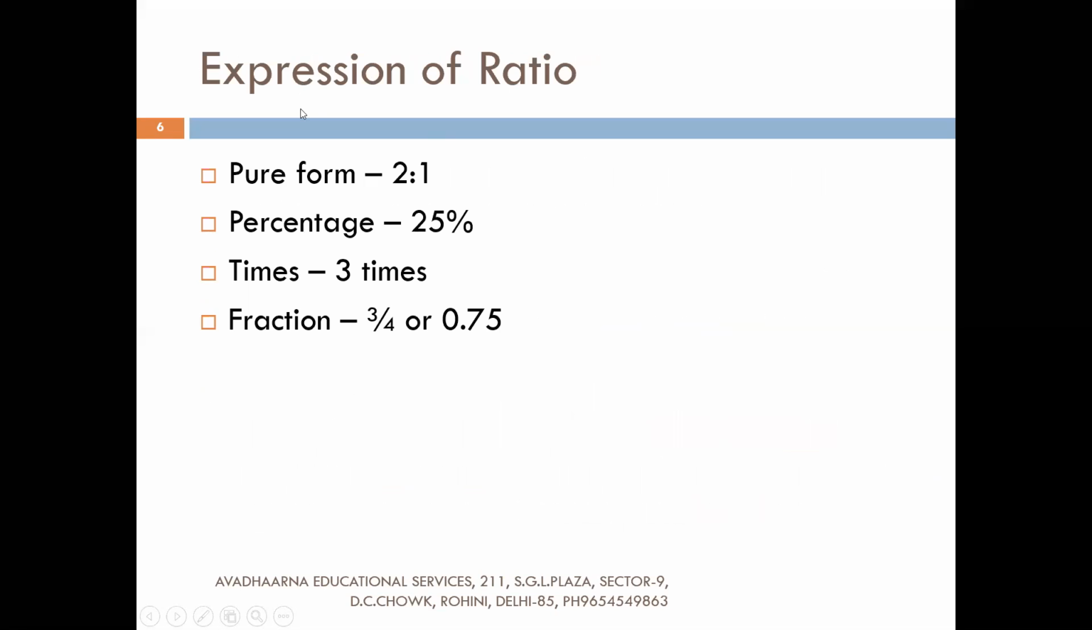Now, ratios can be expressed in four forms. First form is the pure form, and the example is, let's say, 2:1. This is the pure form of expressing the ratio. It could be expressed in percentage, for example, 25%. A ratio can be expressed in times, let's say 3 times, or a ratio can be expressed in fraction, for example, 3 upon 4 or 0.5.